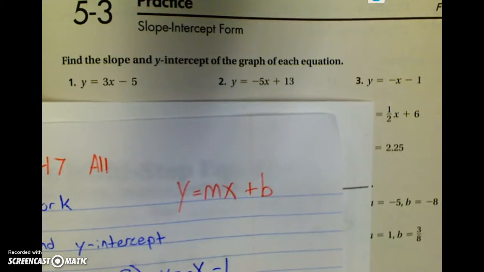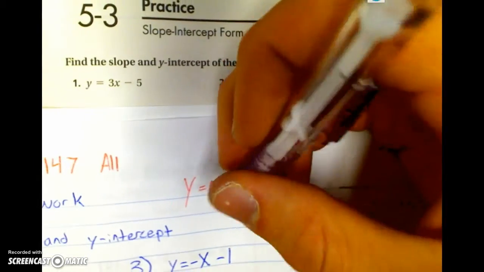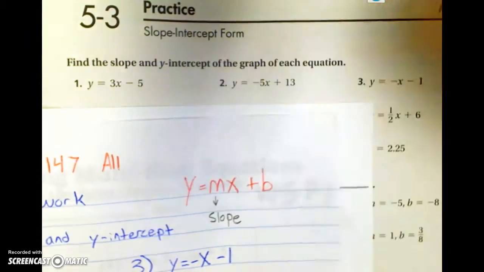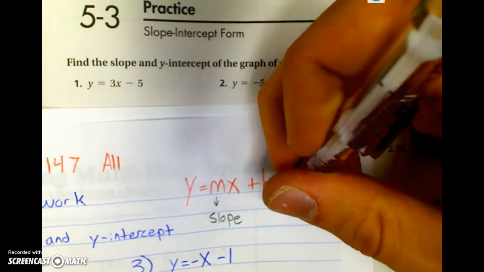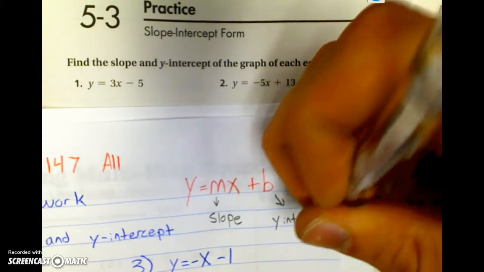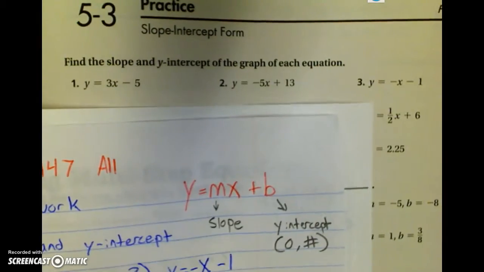When we go here, we know that y equals mx plus b is our go-to for this type of problem, where m is our slope. m is always that slope value. b is always that y-intercept, and we write it as a coordinate, so (0, our number).